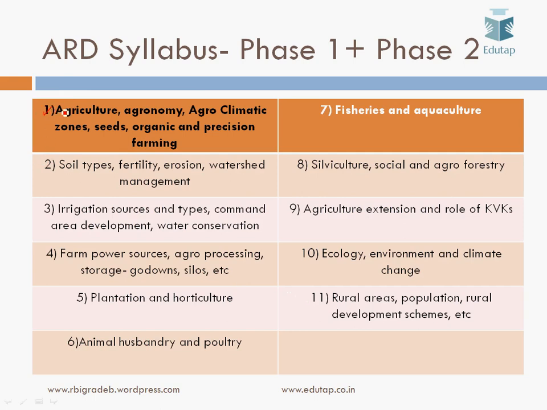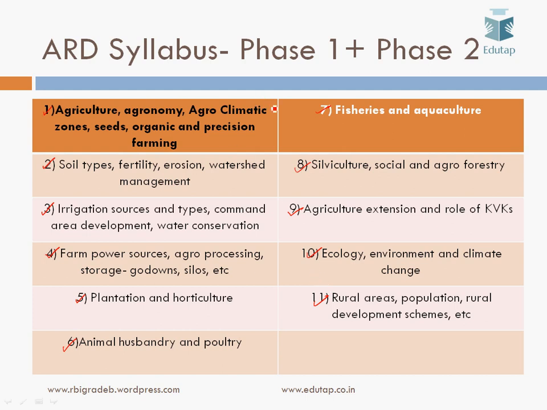So 1 is dealing with agriculture, agronomy, the various agroclimatic zones, seeds and all. Like this, the second block is dealing with soils, the third is mainly dealing with irrigation, the fourth is dealing with the sources of power on the farm, the fifth block is related to plantation and horticulture, the sixth block is dealing with animal husbandry and poultry, seventh is dealing with fisheries and aquaculture, eighth is forestry, ninth is agriculture extension services, 10th is climate change, ecology, environment, and 11th block is rural areas, population, rural development schemes, etc.